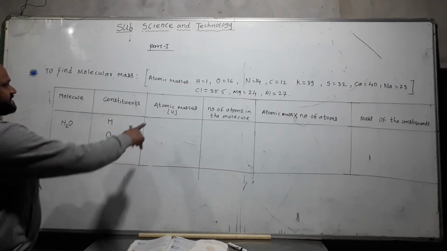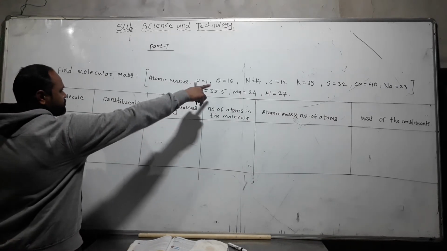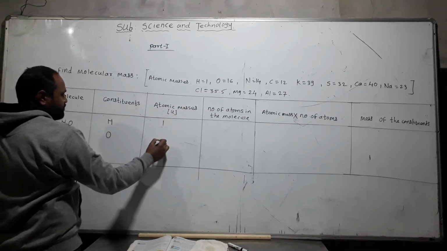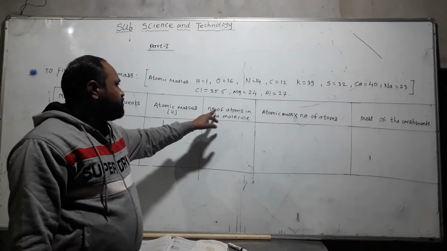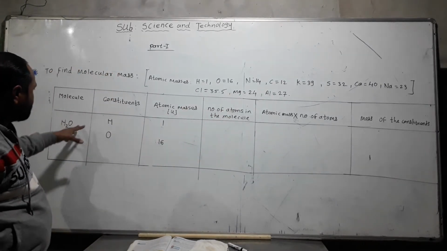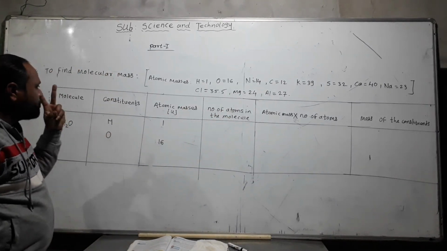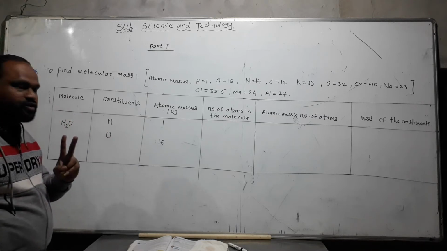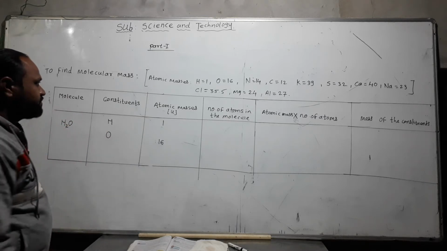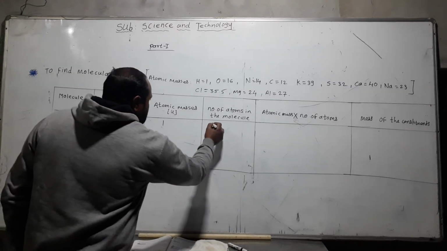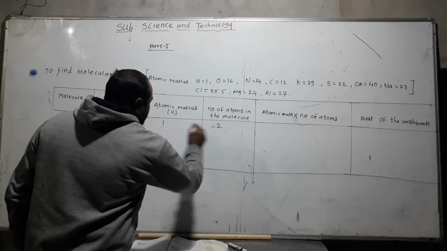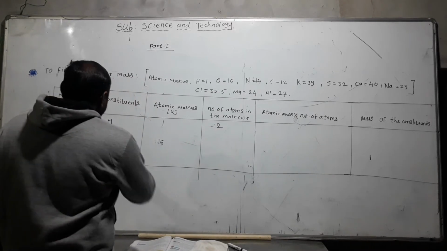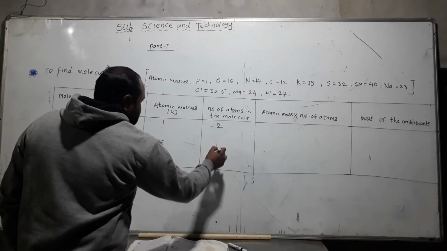Then the atomic masses. Here the atomic mass of hydrogen is 1 and of oxygen is 16. Then the number of atoms in the molecule. In the whole molecule, how many atoms are there? H2 means 2 hydrogen atoms, and there is 1 oxygen atom. How many oxygen atoms? Only a single one, it is 1.